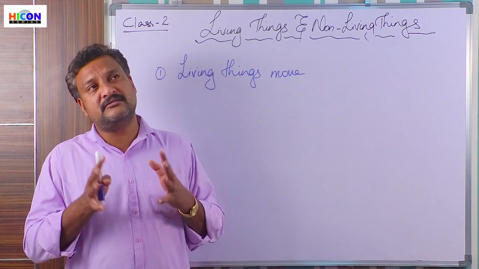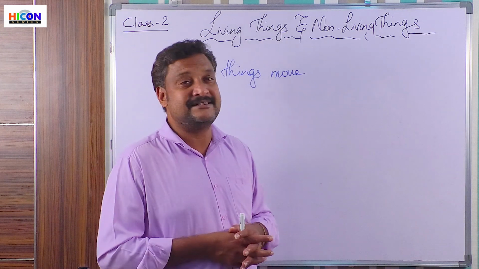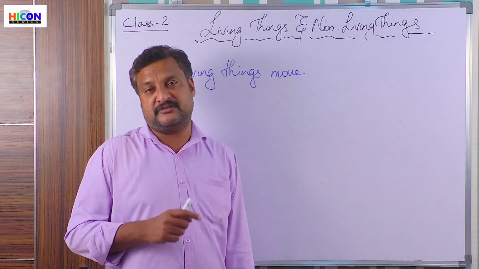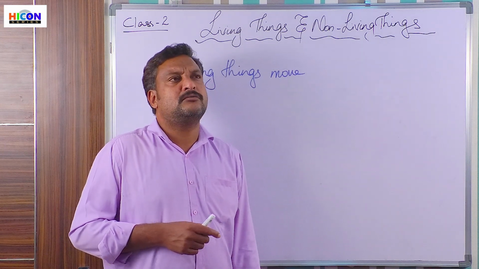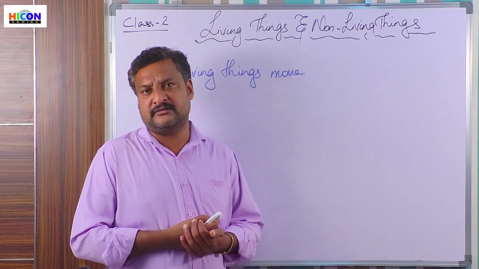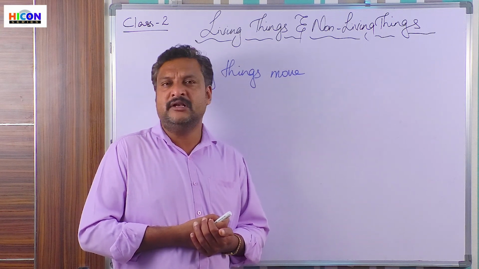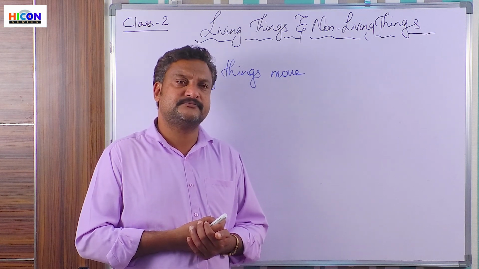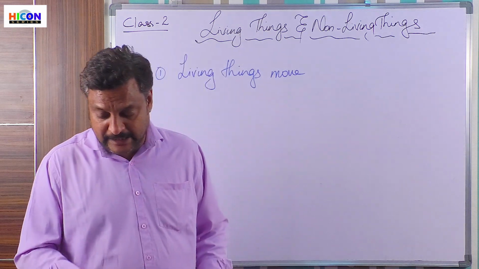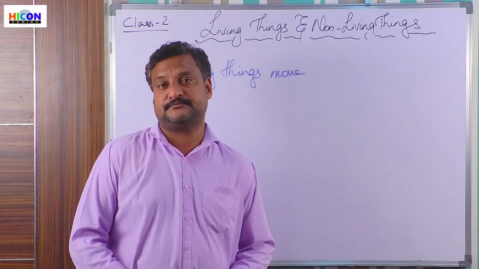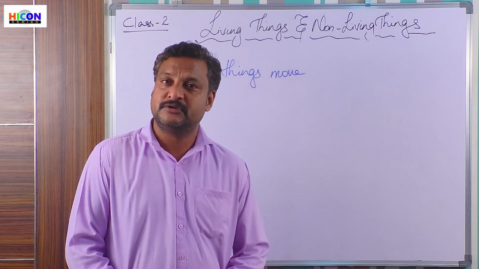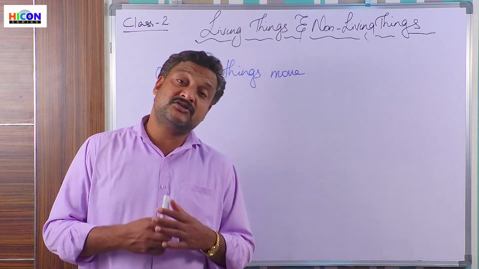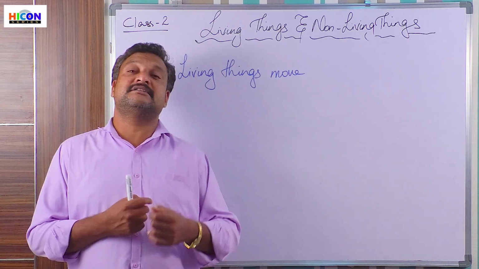So all the things that have this particular capacity to move from one place to other are living things. We know plants are also living things, isn't it? Plants are also living things. Do plants move from one place to other? Is it possible for the plants to move from one place to other? No.